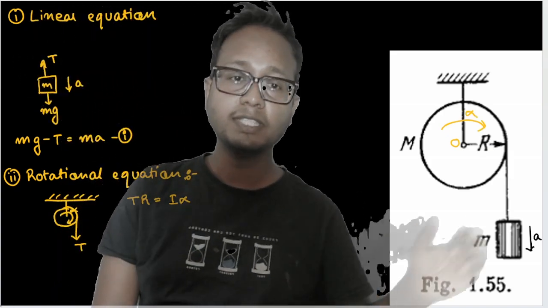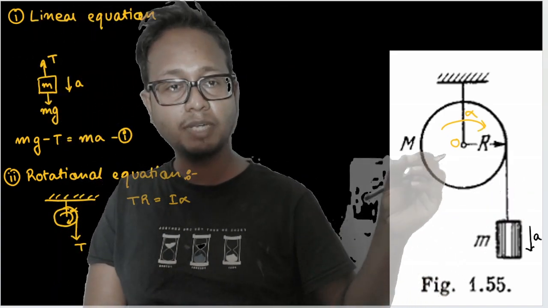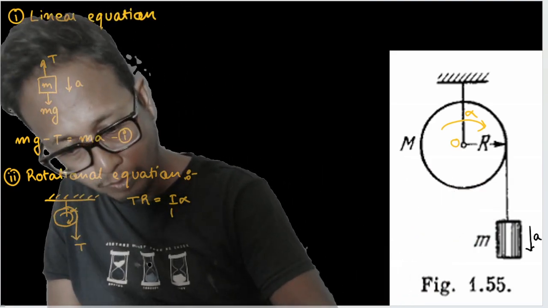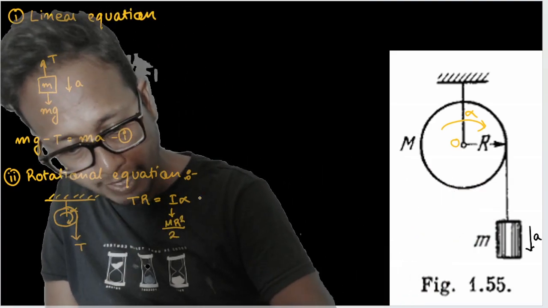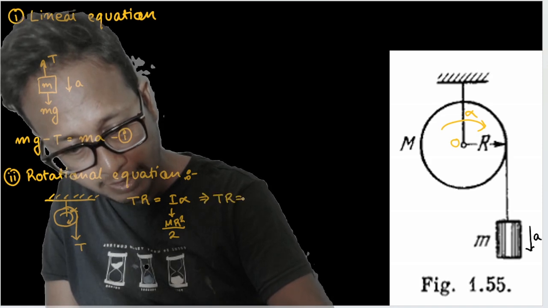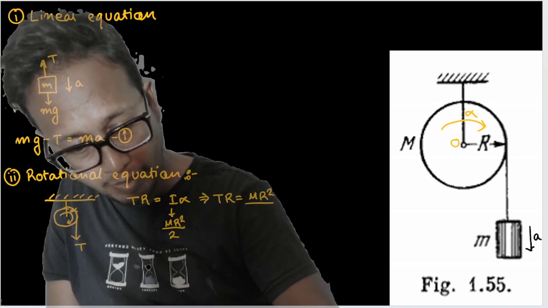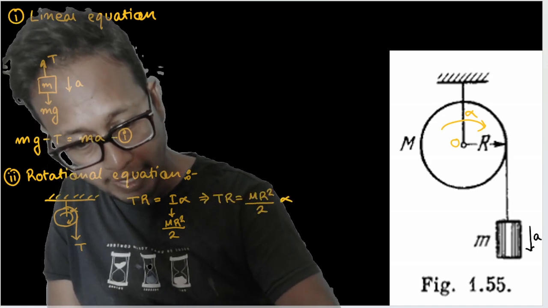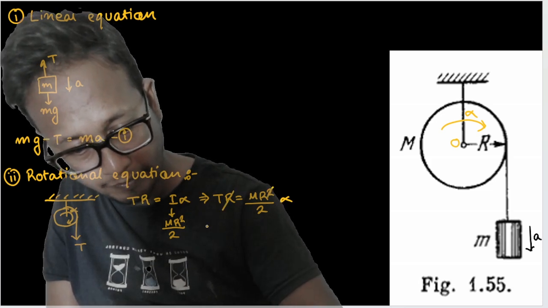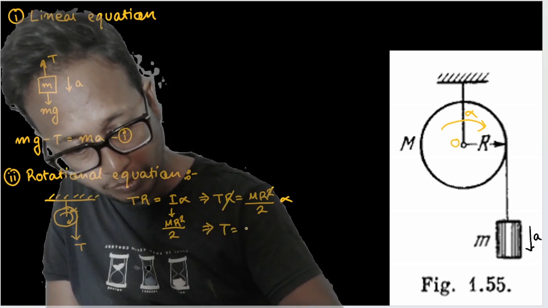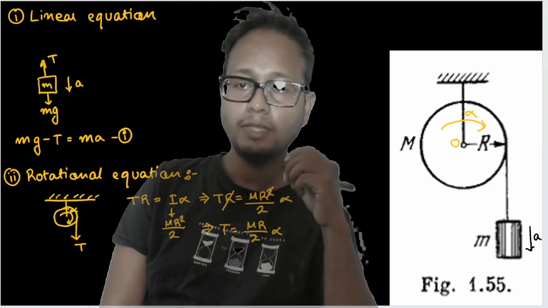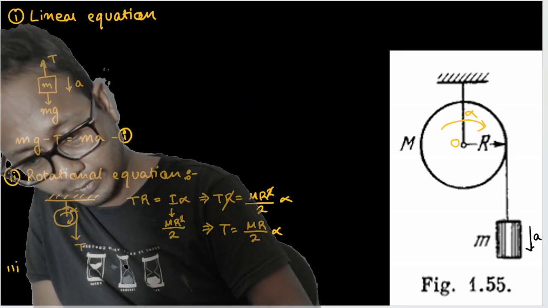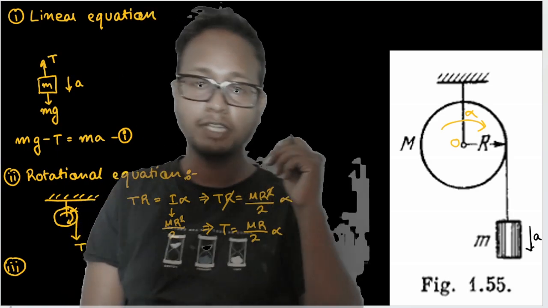Now this is a solid cylinder, so moment of inertia is nothing but M R square by 2. So I'll get my equation as T into R is equal to M R square by 2 into alpha, where alpha is the angular acceleration. Or I'll get T is equal to capital M R by 2 into alpha. Now the third part: the relation between linear and rotational variables.